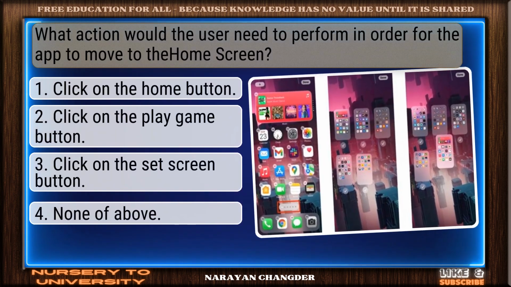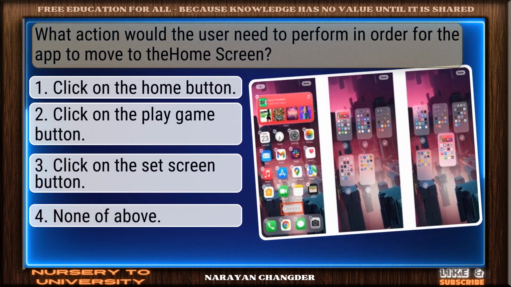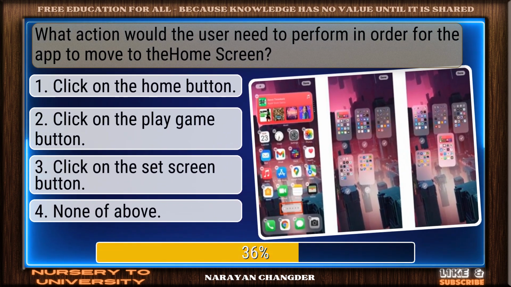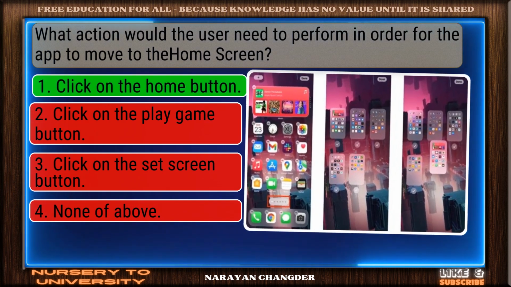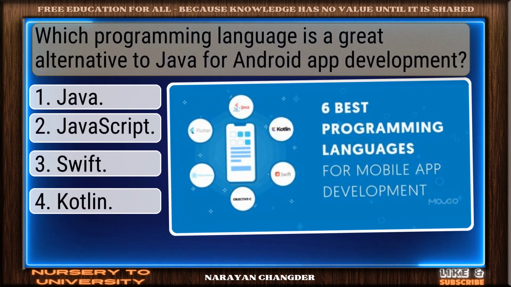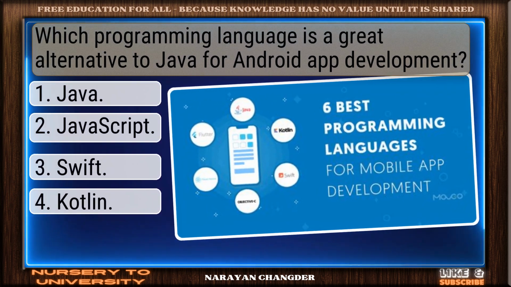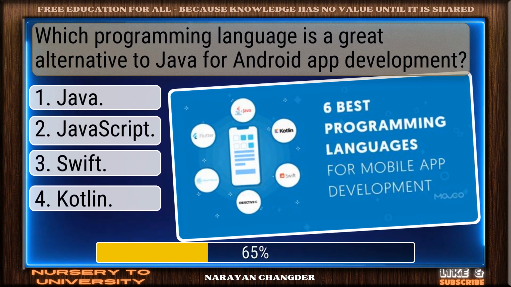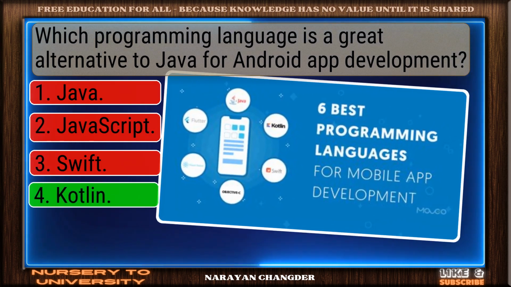Question number 22. What action would the user need to perform in order for the app to move to the home screen? Nicely done. Click on the home button is a solid answer. Question number 23. Which programming language is a great alternative to Java for Android app development? Smart move. Kotlin is an accurate answer.